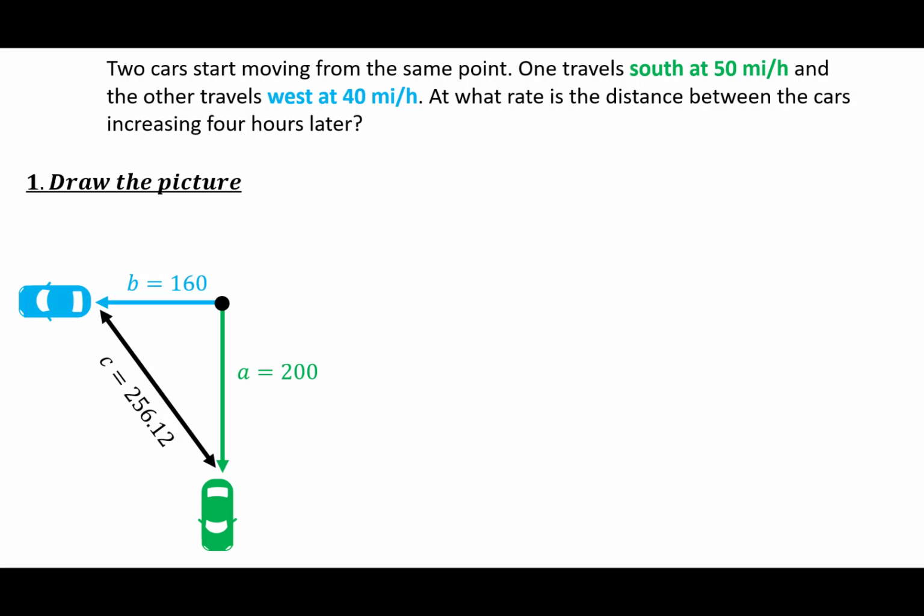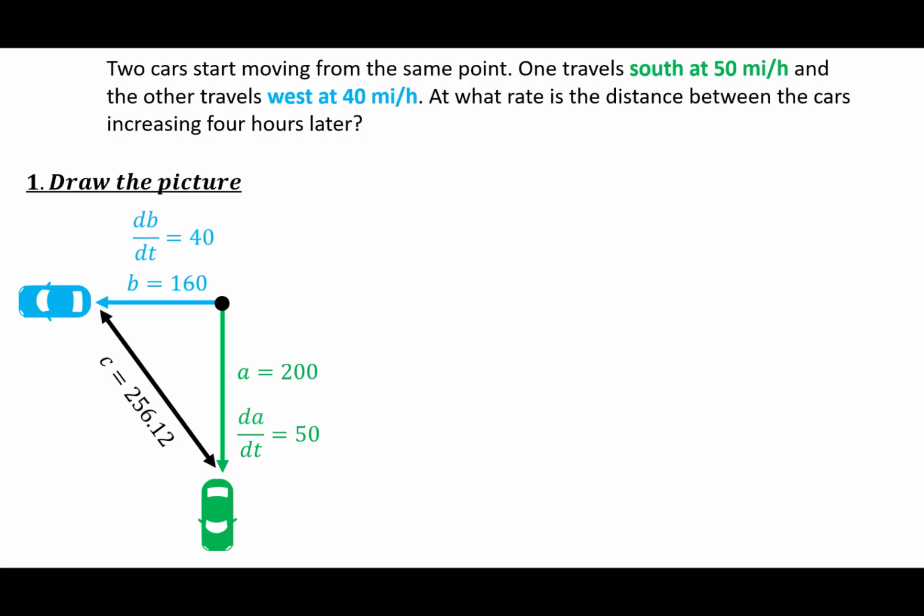But we actually know more information. We know the green car is going 50 miles per hour, so that means the length of A is changing at a rate of 50 miles per hour. So I'll write that down. The derivative of A with respect to time is 50. And likewise for the blue car, that's going 40 miles per hour, so the rate of change of B with respect to time is 40.